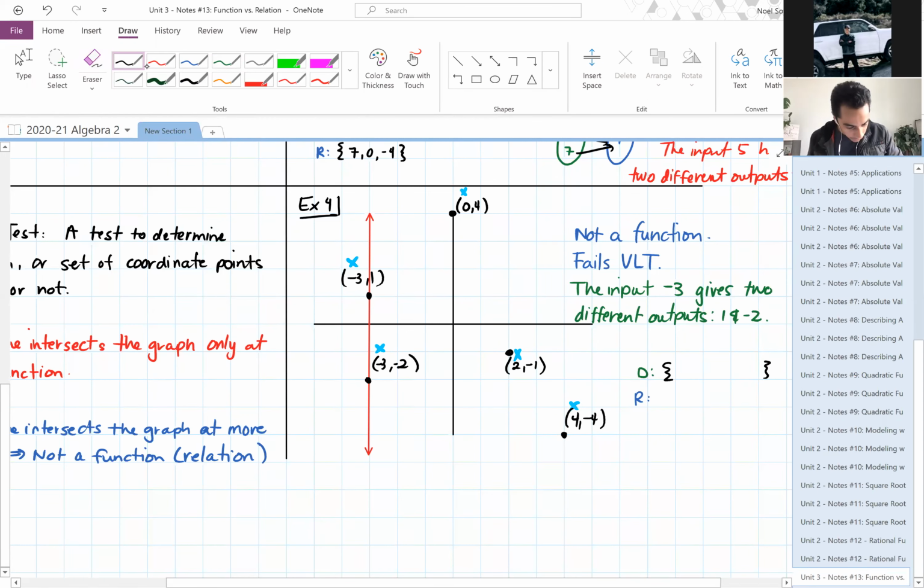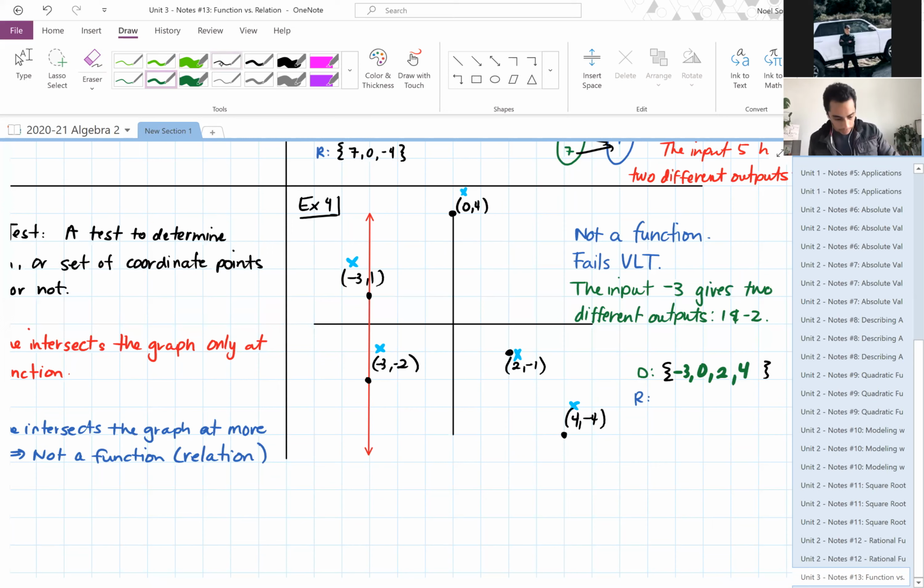So that's pretty easy. Where's my green? So this would be -3, 0, 2, and 4, right? Those are my domain values, or elements that belong to the domain. And then as far as the range, just look at your y values, right? So the y values here, I have a 1, -2, 4, -1 again, -4.